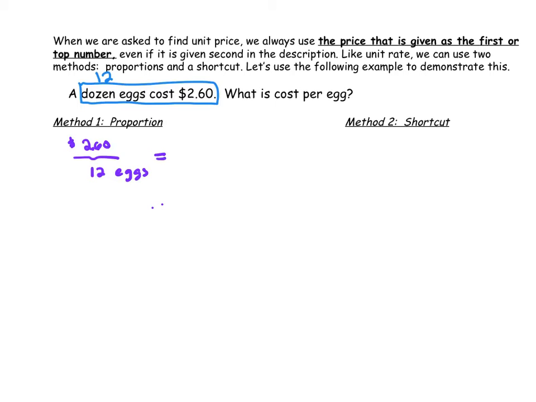And because they asked for the cost, we're looking for the dollar amount. So we're going to use our x, and per implies that there's one egg. So now we have our proportion. So we're going to cross multiply. And again, you can get rid of your labels if you prefer.